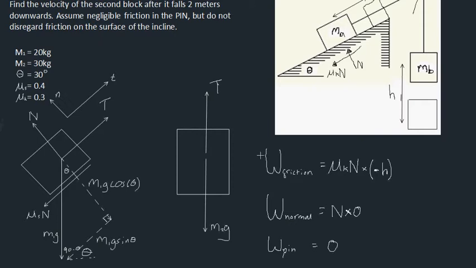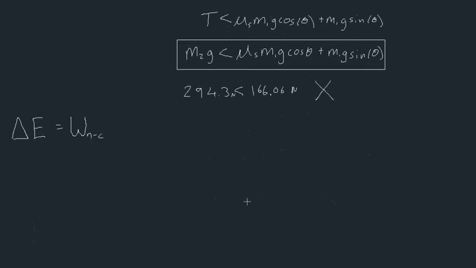Right? As a result, the sum of these three works is going to be equal to our total work done by our non-conservative forces. Consequently, we're going to be left with minus mu k n times minus h, plus 0, but I won't bother writing that out. All right, well now we're in a good position to start solving for the left-hand side of our equation.